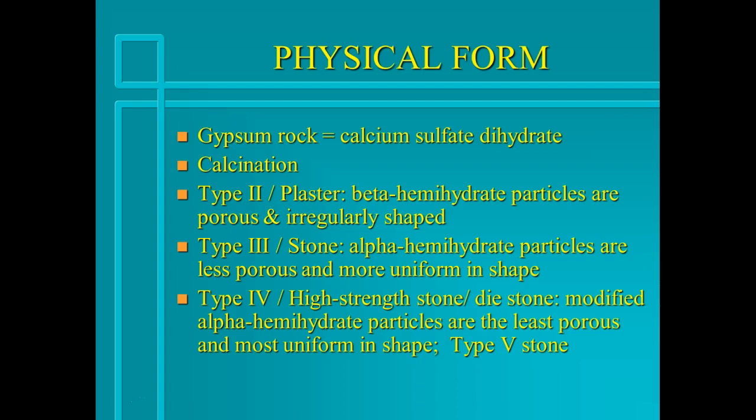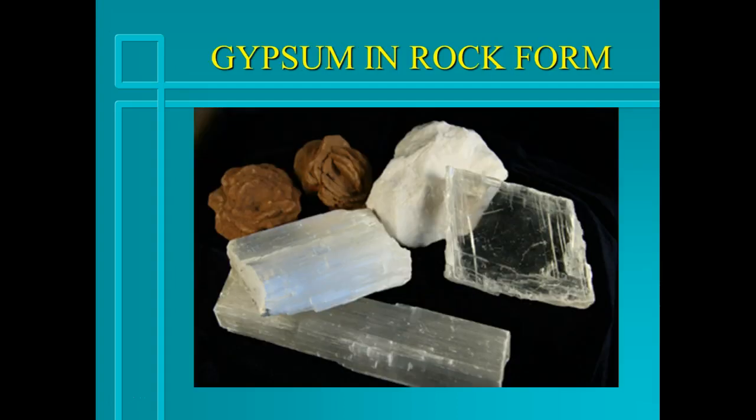These products are made up of modified alpha hemihydrate particles, and they are the least porous, and they are the most uniform in shape. This entire slide is important for you to know. So here's an example of gypsum in rock form.